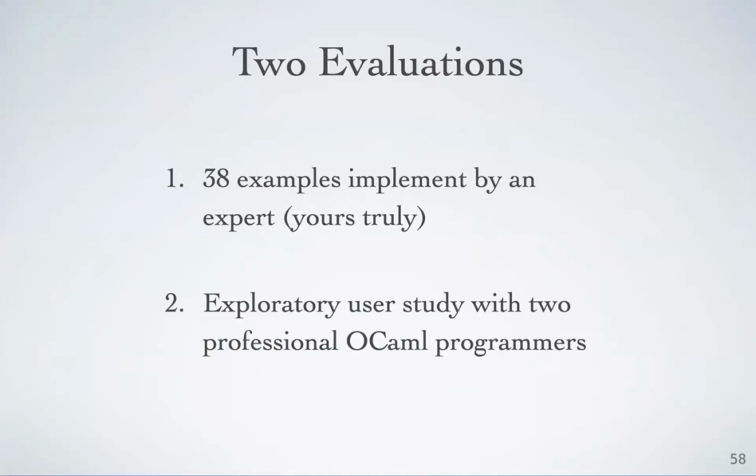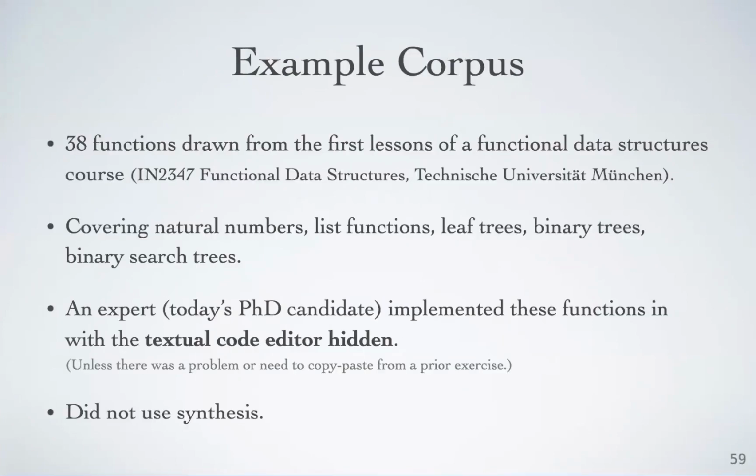All right, to see if this sort of worked, we did 2 evaluations. One was 38 examples implemented by an expert, and then we also did an exploratory study with 2 professional OCaml programmers. Our example corpus was 38 functions drawn from the first lessons of a functional data structures course, covering natural numbers, list functions, binary trees, and binary search trees.